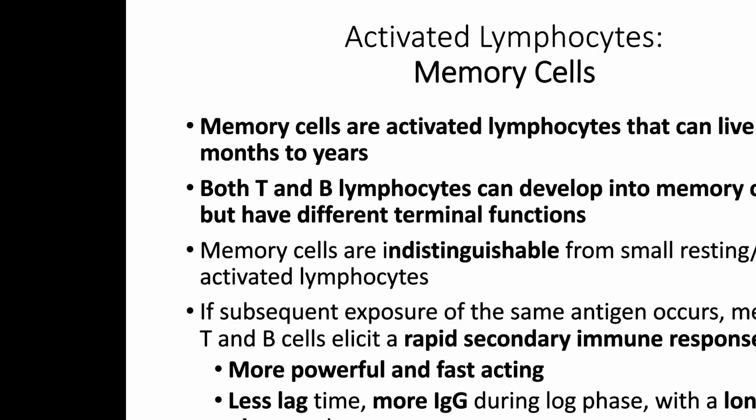Memory cells are activated lymphocytes that can live for months and years. Both T and B lymphocytes can again develop into memory cells, but you can't really tell them apart from just non-activated lymphocytes. Again, their job is to help elicit a second immune response, and it's going to be much faster and much more powerful than your primary, which means there's less lag time, more IgG with a longer plateau. That's the end of that lecture.